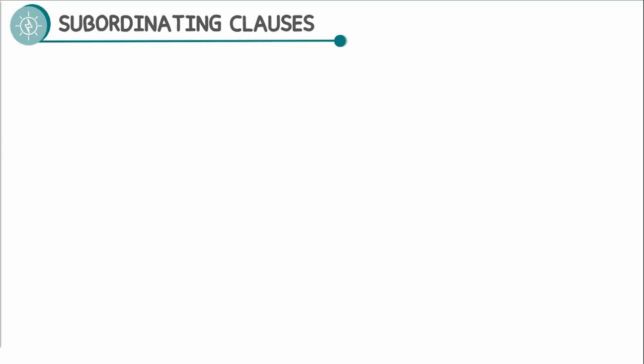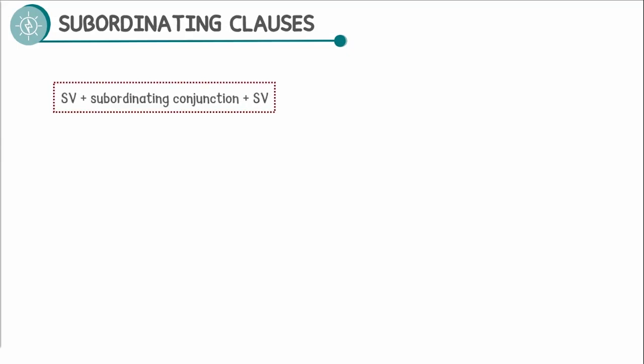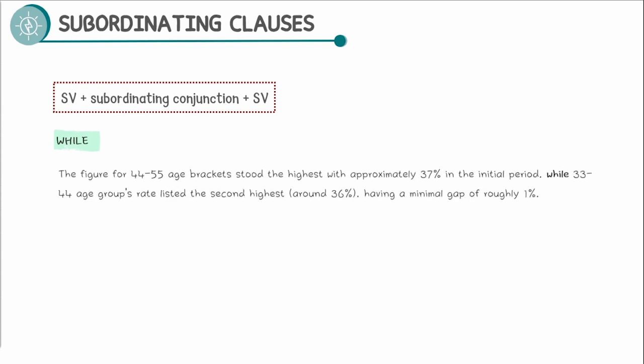Another pattern could be SV plus subordinating conjunction plus SV. Note that this time the subordinating conjunction is in the middle of the sentence. Let us check this example. The figure for 44 to 55 age brackets stood the highest with approximately 37% in the initial period, while 33 to 44 age groups rate listed the second highest, around 36%, having a minimal gap of roughly 1%.